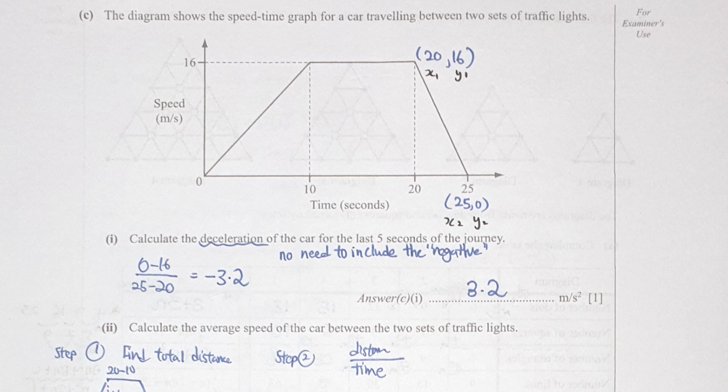Section C number 1, find the deceleration. So I'm using the coordinates of (20, 16) and (25, 0). Run the gradient calculation. You actually get the result as negative 3.2. The negative here represents the deceleration. So your final answer that you should write down will be 3.2.